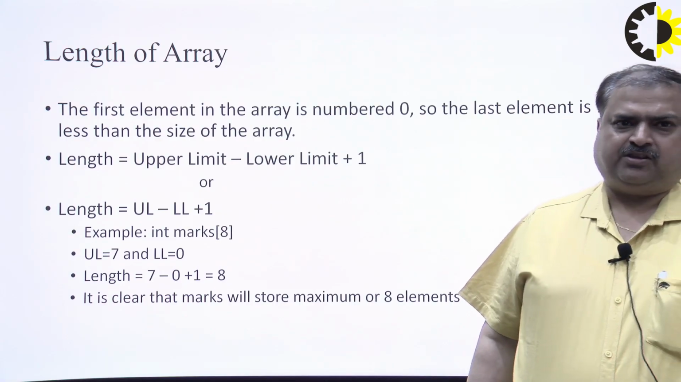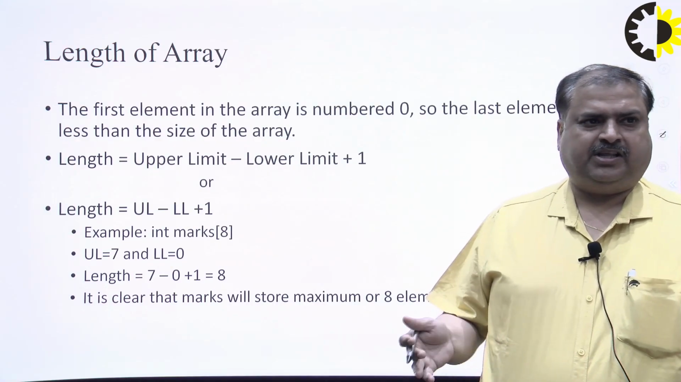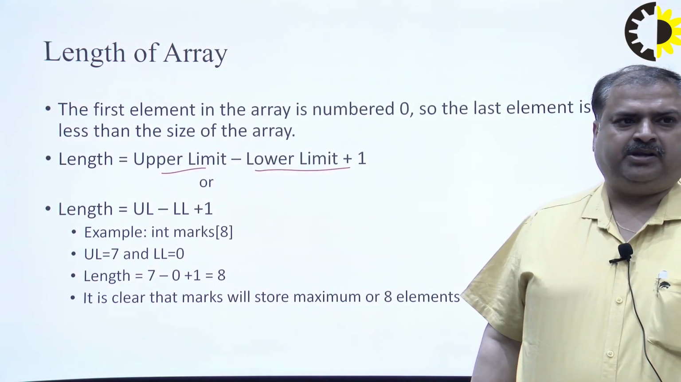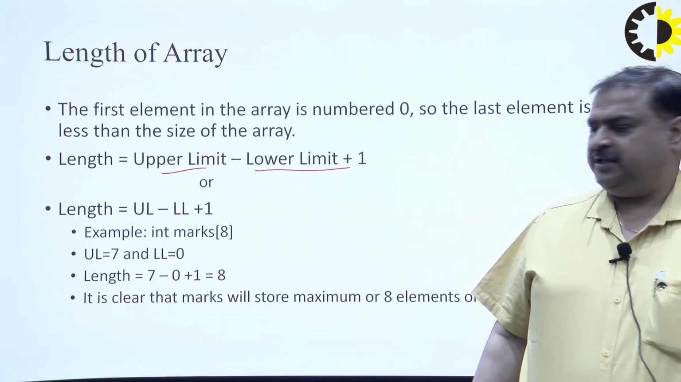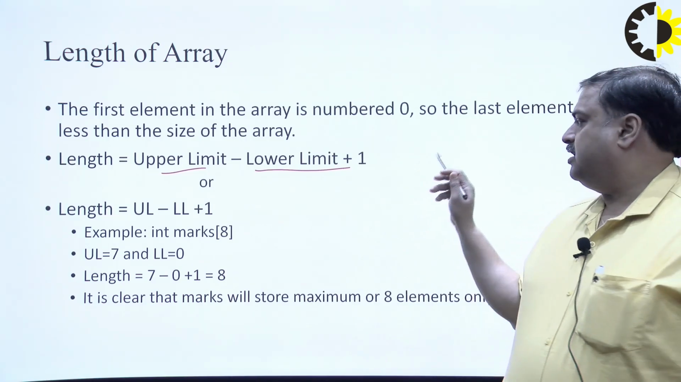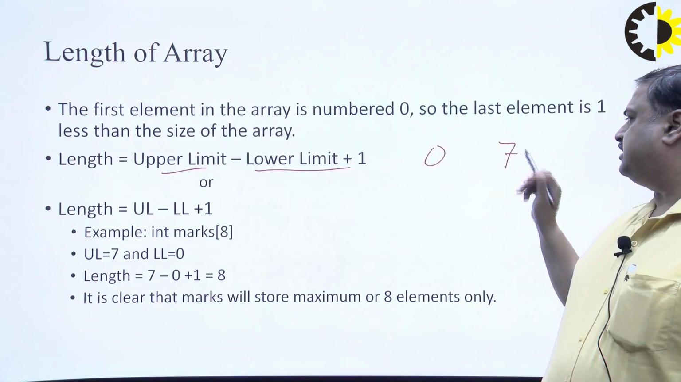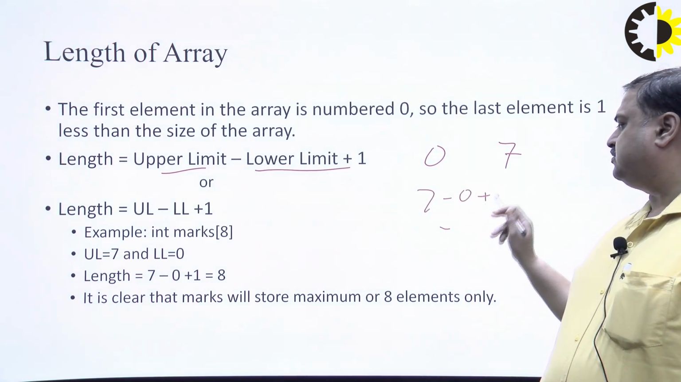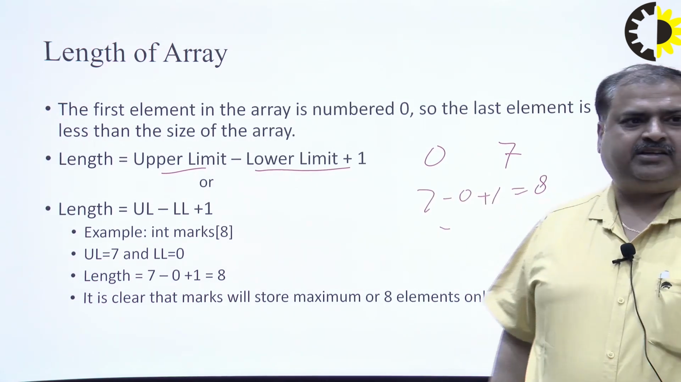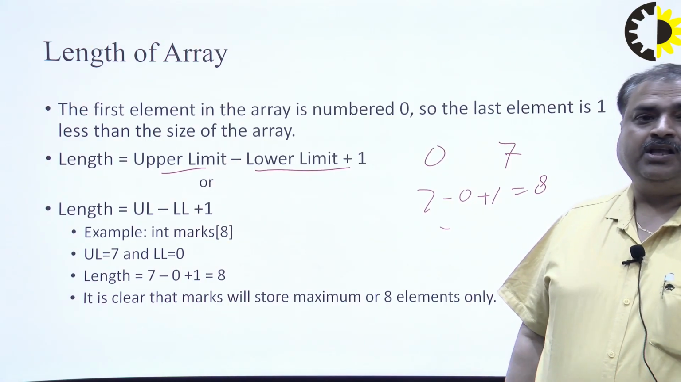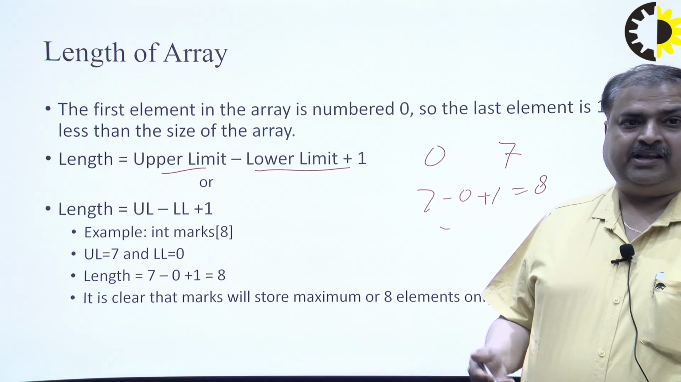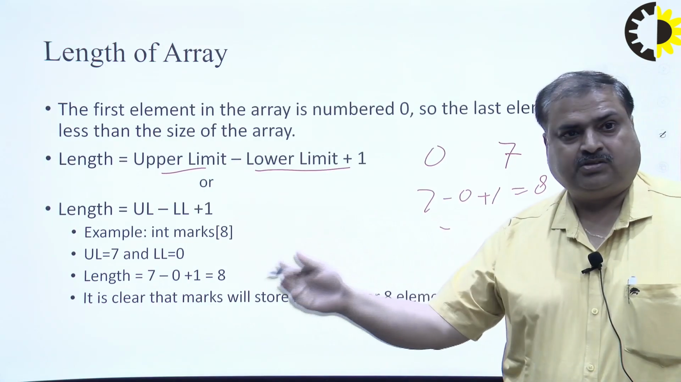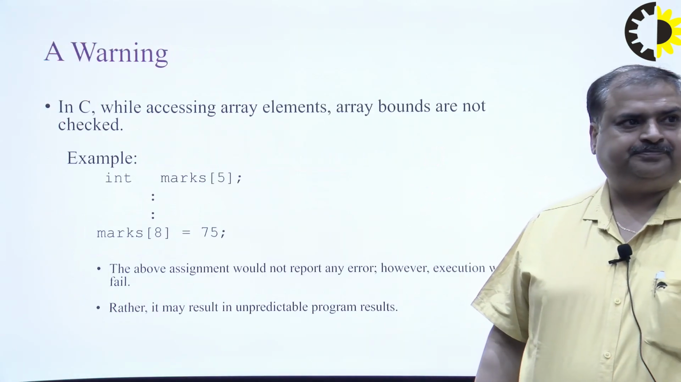We can find out the length of an array if we have an array already available. So, we can use this formula: upper limit minus lower limit plus 1, that will be the size of the array. For example, if the lower limit is 0 and the upper limit is 7, then 7 minus 0 plus 1 will be 8, the size of the array. Or we can say in an array of size 8 we can declare elements from 0 to 7. So, that will become 8 elements.